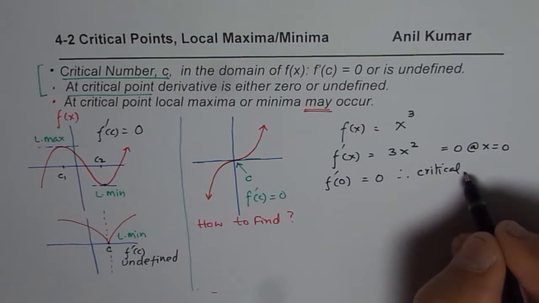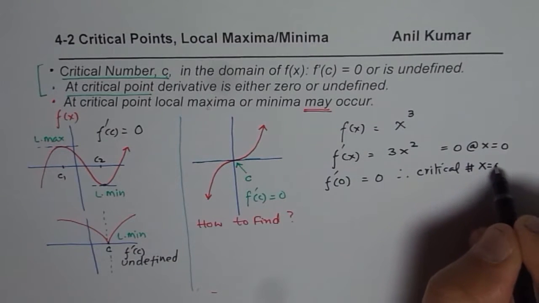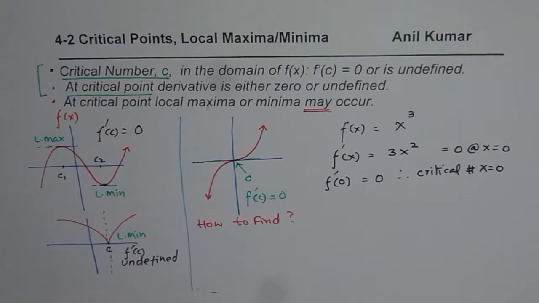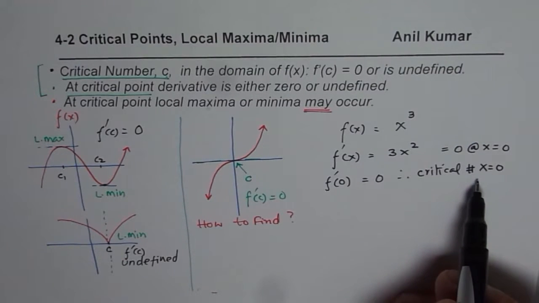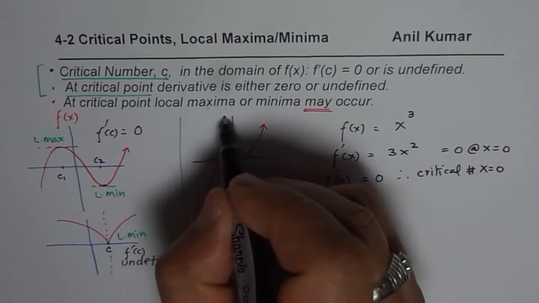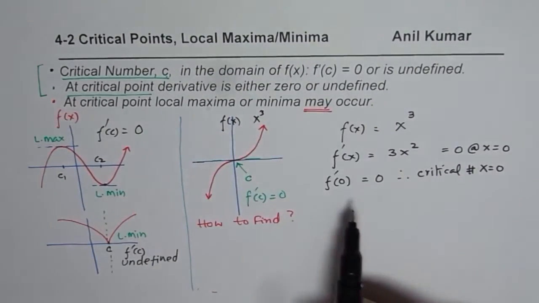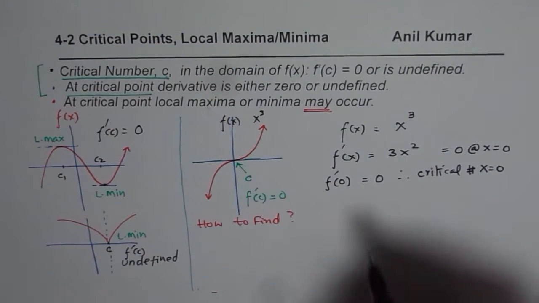So we say critical number. If I say critical number, I'll put the x value, at x equals 0. If I say critical point, I'll put both the x and y value. So that is kind of the difference, okay? So at this point, we do have a critical number. Let us assume this is our graph for x cubed, okay? Now we need to analyze whether we have a local maxima or minima at this position or not.